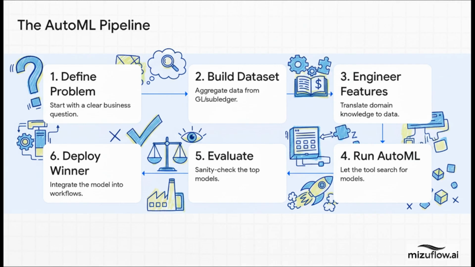Then you build the dataset from your systems, like your GL. Next comes feature engineering, and pay attention to that one because we're going to double click on it in a second. After that, you let the AutoML tool run, you evaluate its top models with a very critical eye, and finally, you deploy the winning model into your workflow.